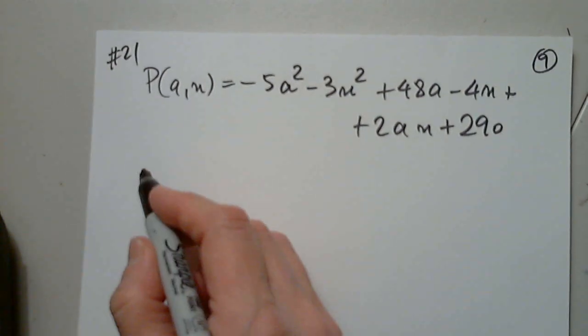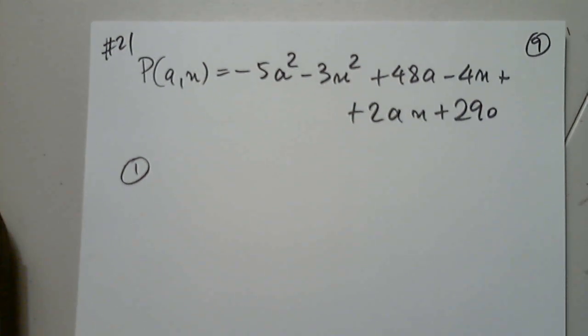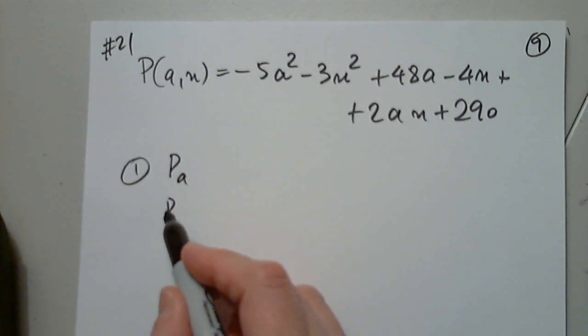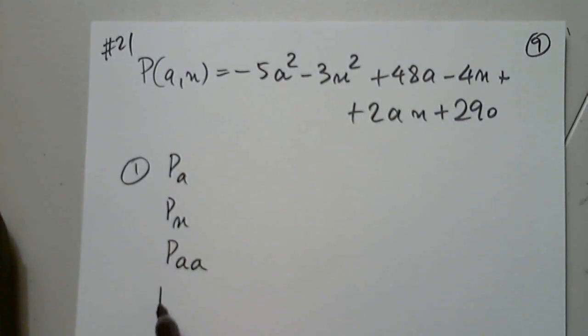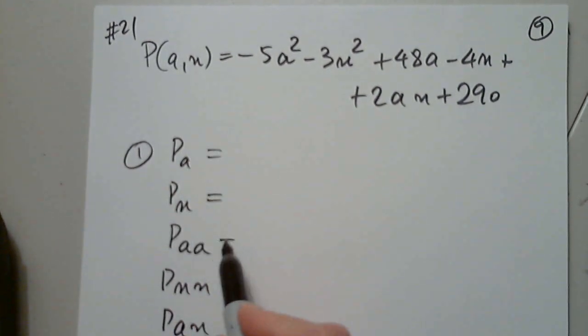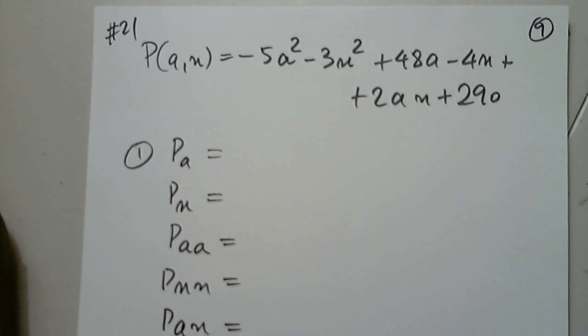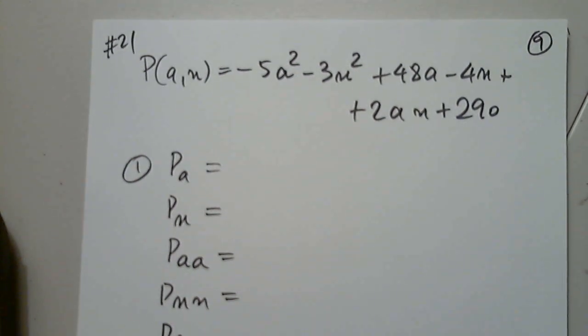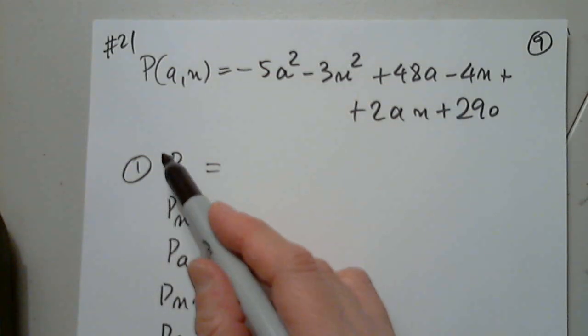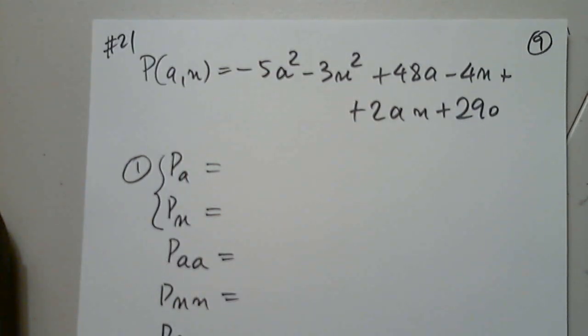In step number 1, I have to find 6 partial derivatives. I have PA, I have PN, I have PAA, PNN, PAN, and PNA. That's my first step. Because I need to employ the d-test, and all these are required for the d-test. And for the system. Eventually, the first 2 will create a system.